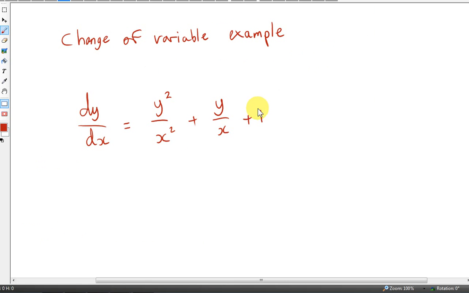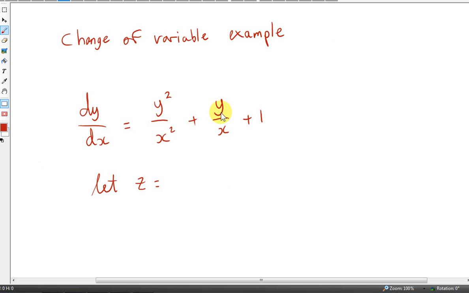Now let's look at this differential equation here. It turns out we cannot separate the variables. We cannot write the right hand side of this equation as a function of x times g of y. If we could, we could separate the variables. That's not possible. However, we can make a change of variables in this differential equation so that we do get a separable differential equation.